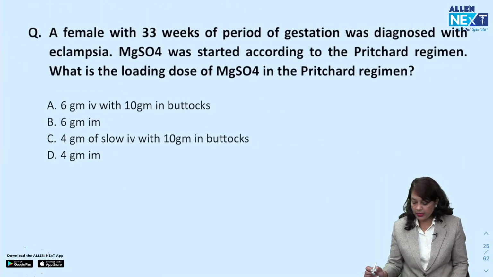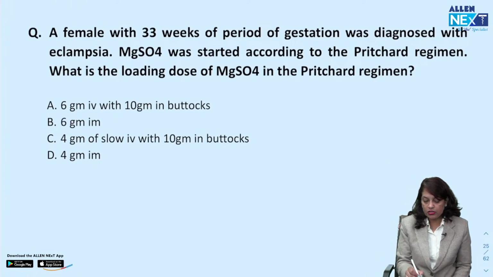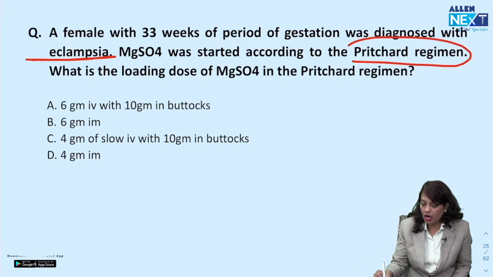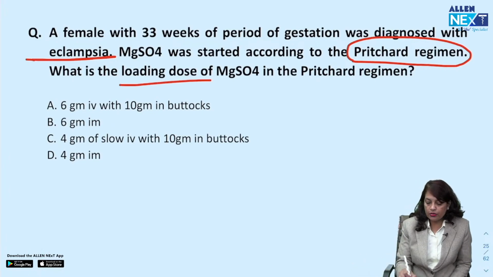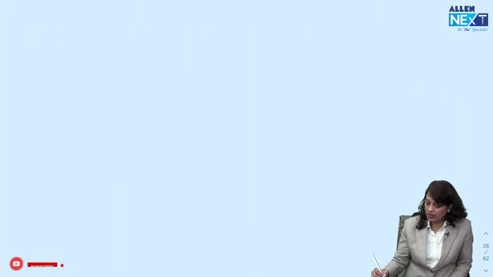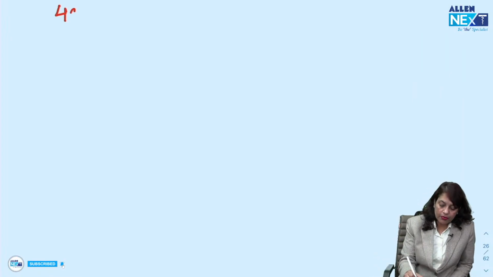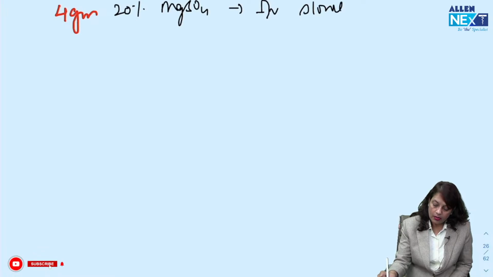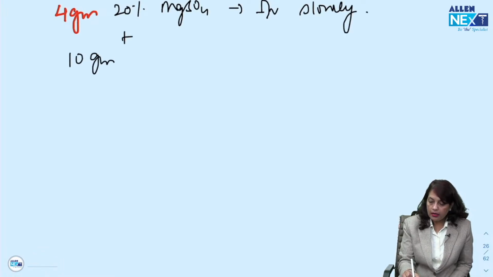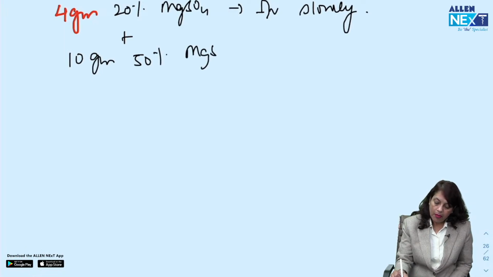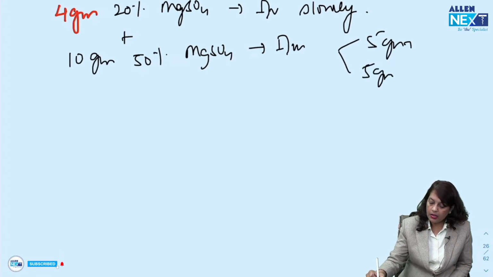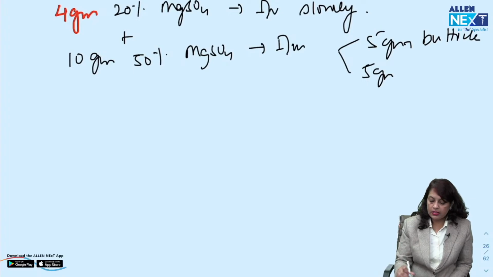Now next, a female with 33 weeks of period of gestation was diagnosed with eclampsia. So she has convulsions. Magnesium sulfate has been started and it is a pre-charge regime which we follow. What is the loading dose of magnesium sulfate? So what is the pre-charge regime? You give 4 gram of 20% magnesium sulfate IV slowly. Then you add 10 grams of 50% magnesium sulfate IM, 5 grams in each buttock. This is the loading dose.